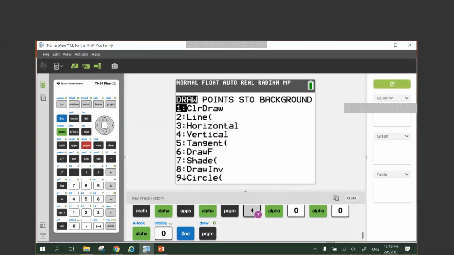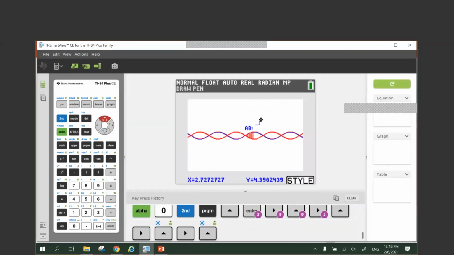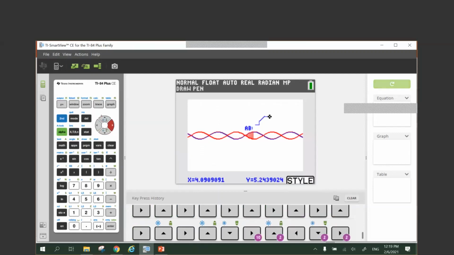Let me finish off all the draw features. The last one is pen. So I press enter. Pen enables me to draw freehand. The first enter is to put your pen down. Then I move my cursor, and that time it will be drawing. You can actually draw non-straight lines by just controlling your cursor in any direction you want.